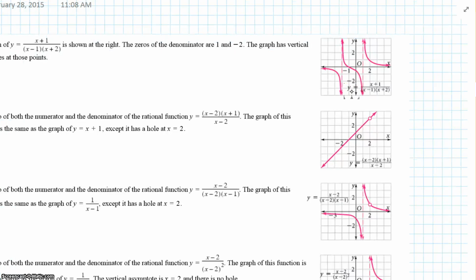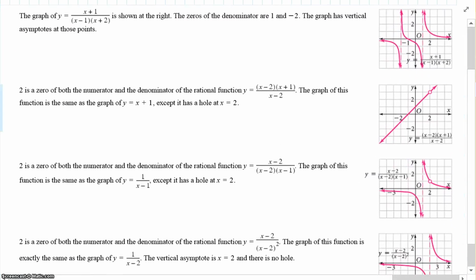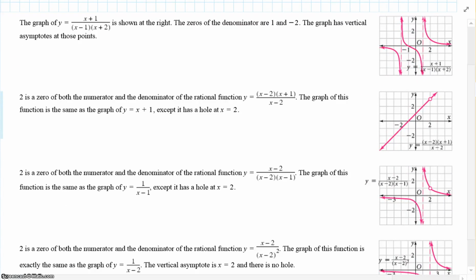Alright, so let's look at this for a second. The graph of y equals x plus 1 over (x minus 1)(x plus 2) is shown at the right. The zeros of the denominator are 1 and negative 2. So what you notice is x can never be 1 or negative 2. So we draw dotted lines, and those become asymptotes, or vertical asymptotes.